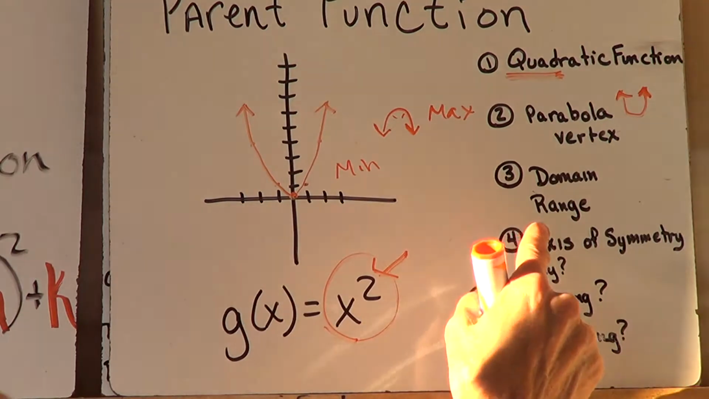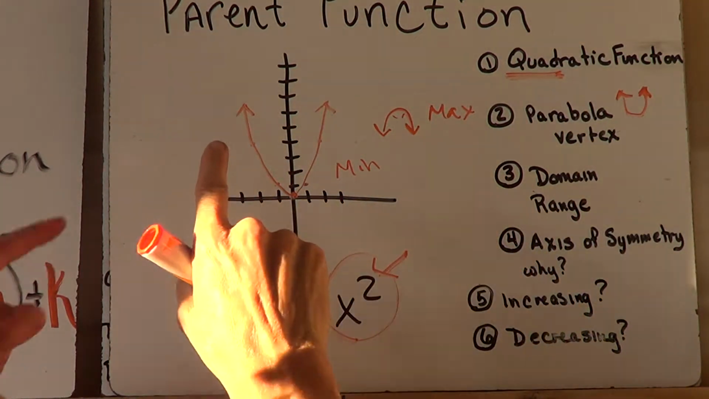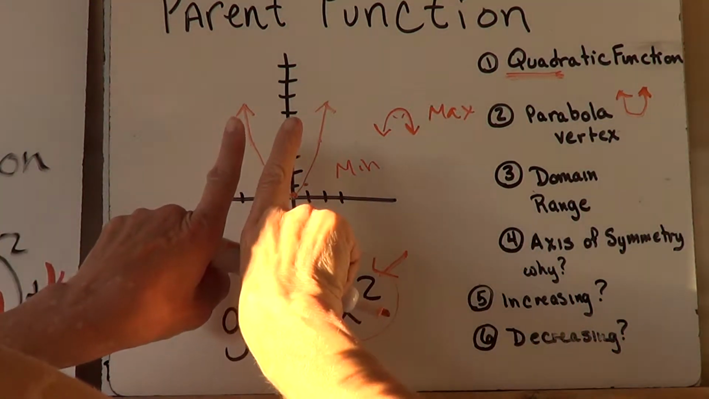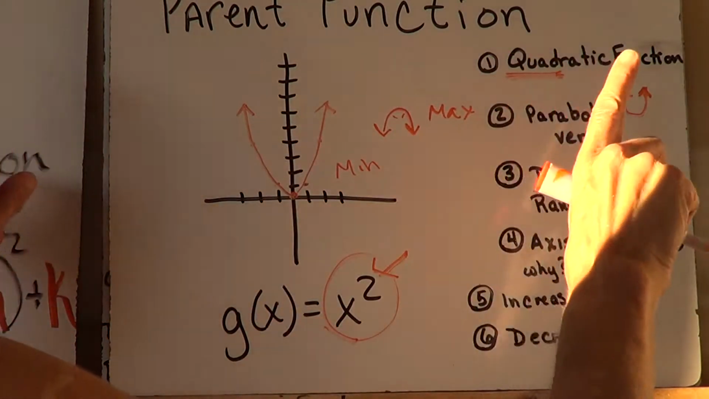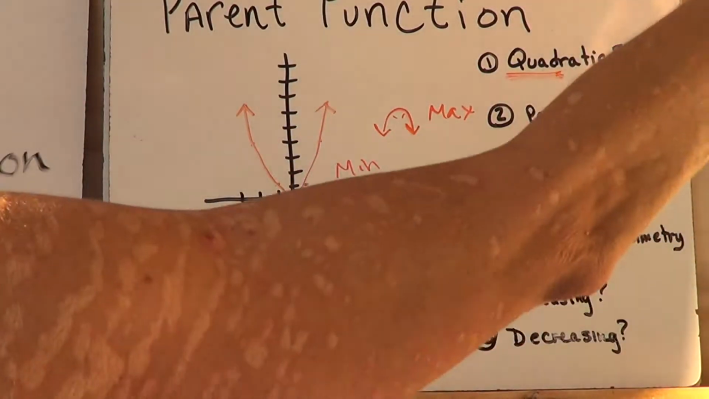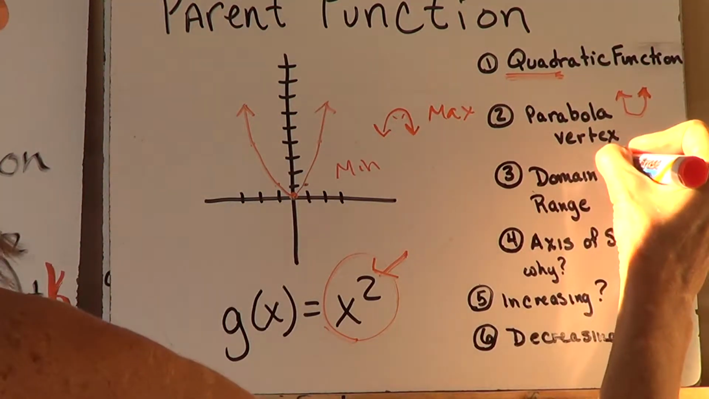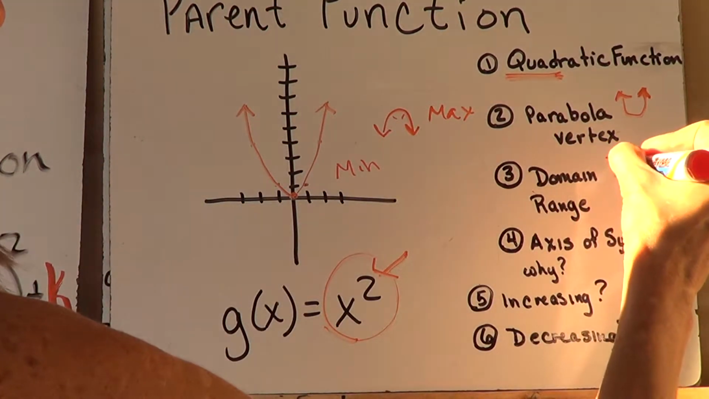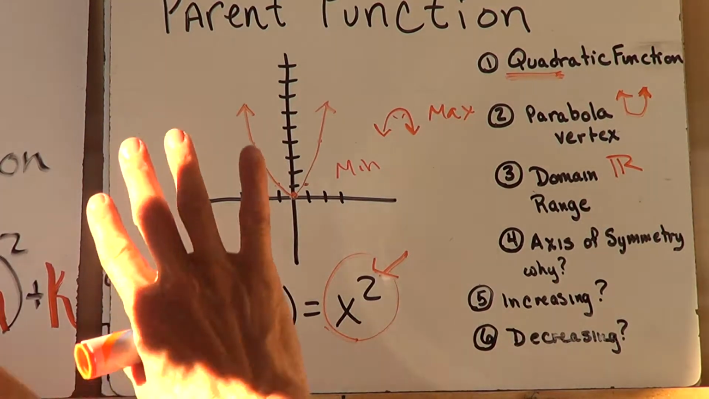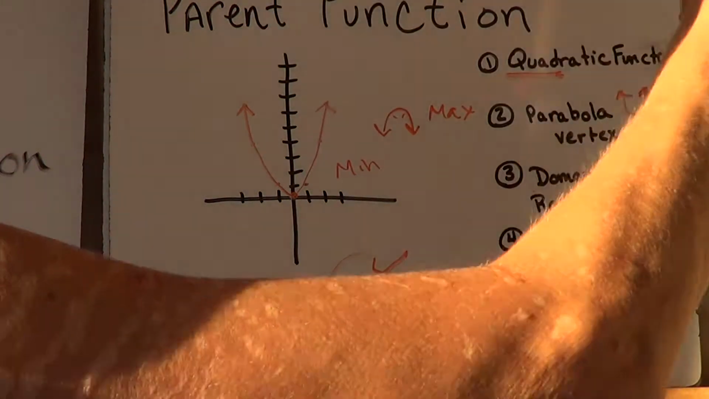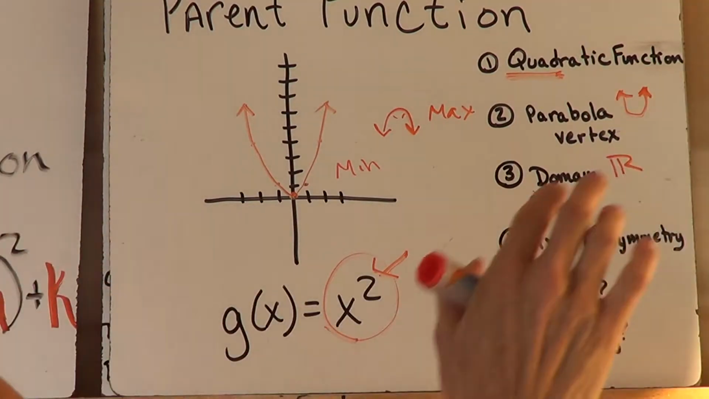Okay, domain. Domain on all quadratics means, are the x's limited? As this U goes up, it goes out and out and out. So we say that's all real numbers. Double-backed R is the easiest way to symbolize that. It's just forever and ever, positive infinity, negative infinity.